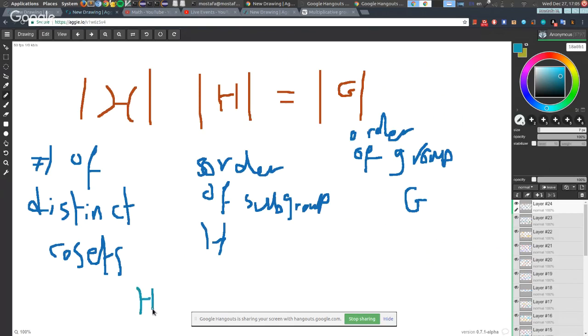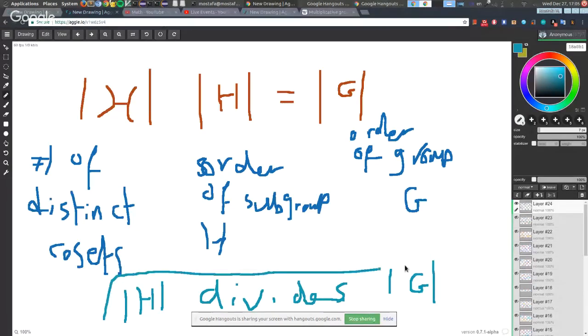So the size of the subgroup divides the size of the main group. Basically, this is Lagrange's theorem, and you could already see it here in our example.